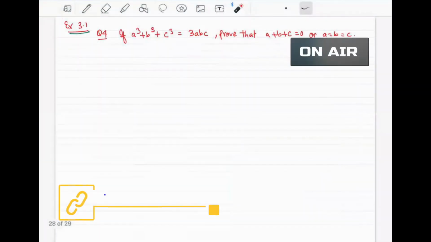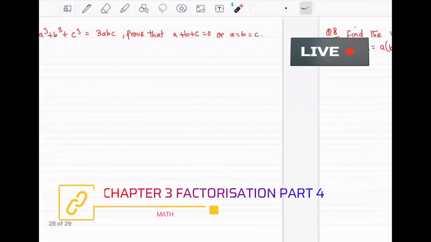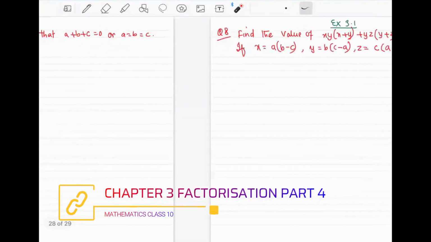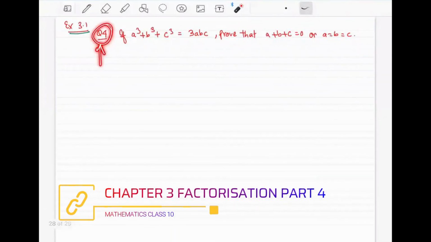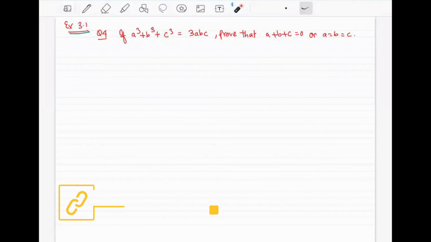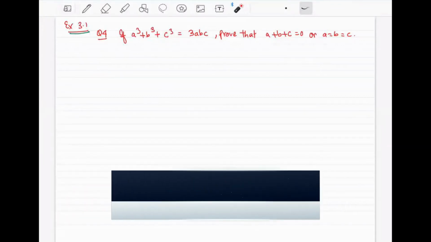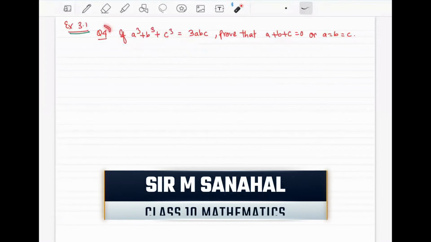We will do the last two questions. I'm taking up question number 4 and question number 8. Question number 4 is one of the most important questions in factorization. Okay, let's see. We have this formula right here. This is question number 4 of your exercise 3.1. Look at what the question is saying.